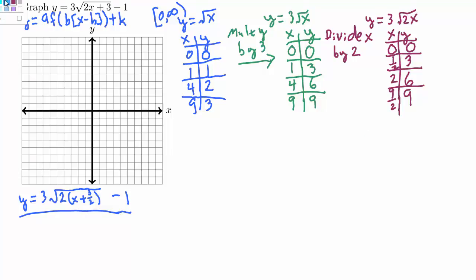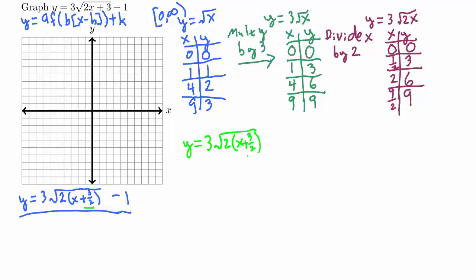We continue working left to right here. The next thing that I see is that positive 3/2. So I'm going to have something that looks like this: y equals 3 times the square root of 2 times x plus 3/2. By the way, notice that if I distribute that 2, that gets me back to the 2x plus 3 here.